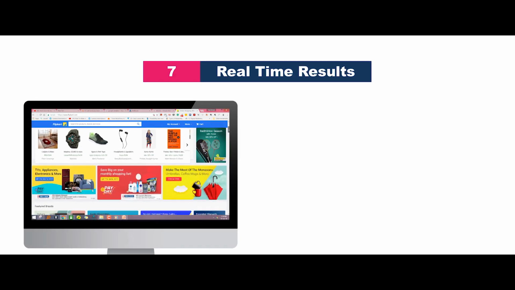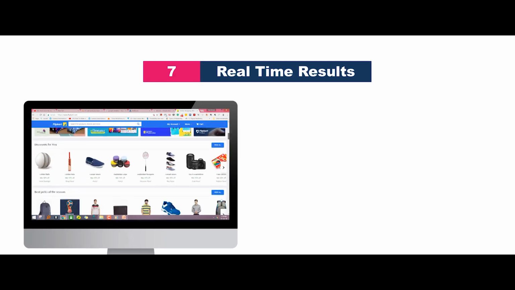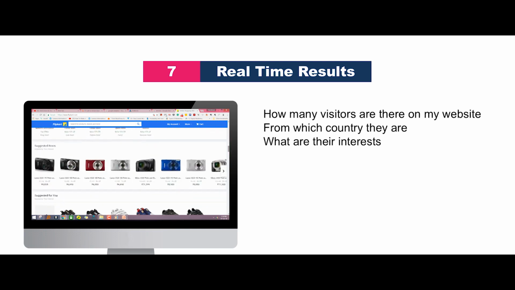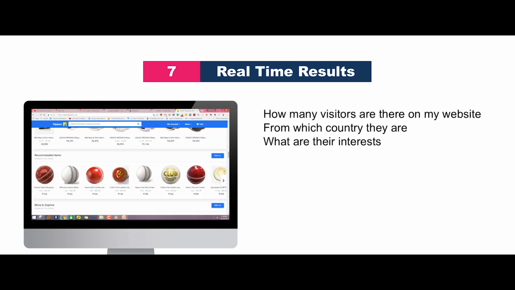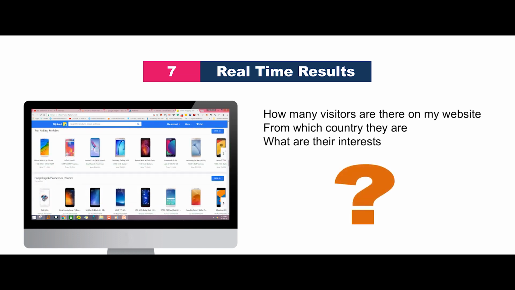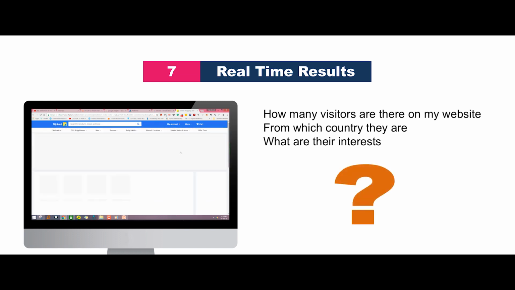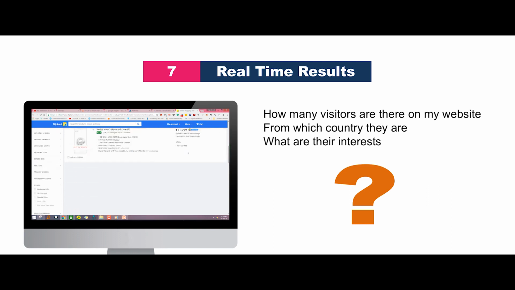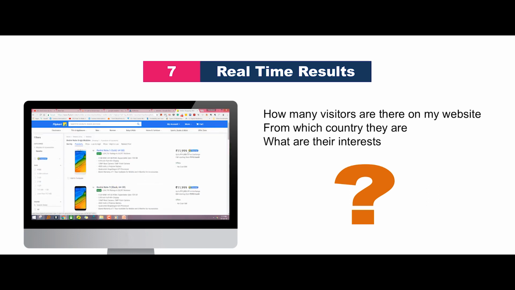Now, we will discuss our next point, that is real-time results. Suppose you are the owner of a website and you want to see in real time how many visitors are there on your website, which country they are from, and what their interests are. Yes, it is possible in the case of digital marketing. You can see all the details of your visitors who are presently on your website. This is the beauty of digital marketing.